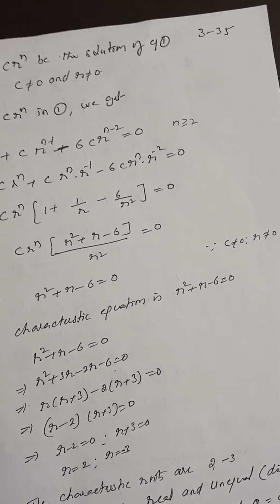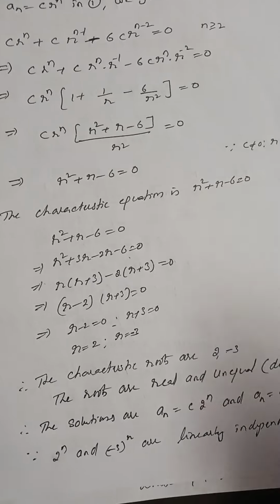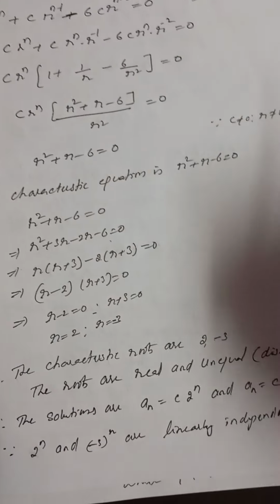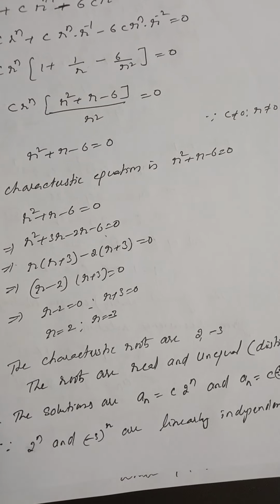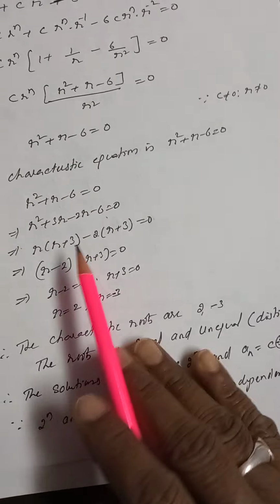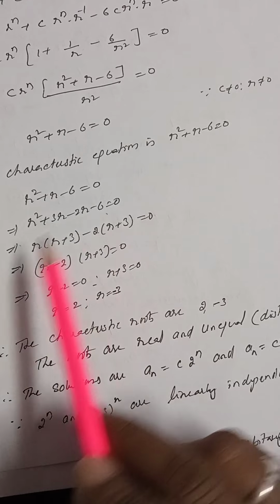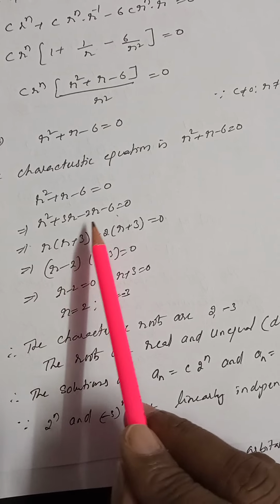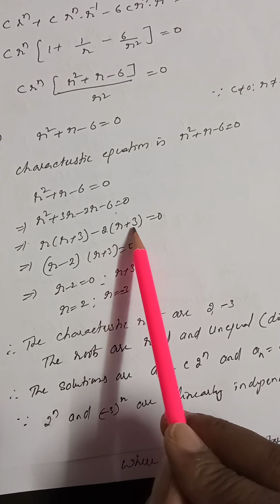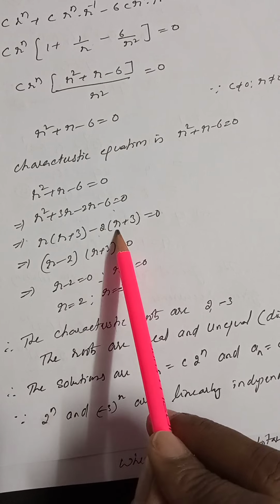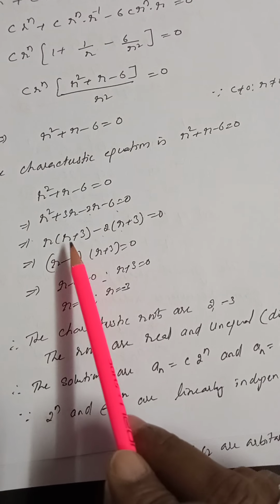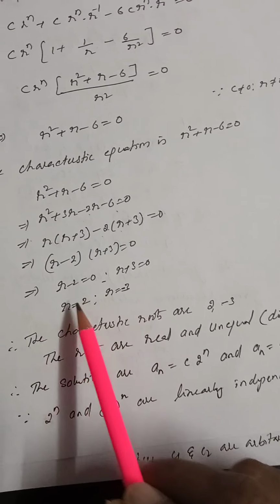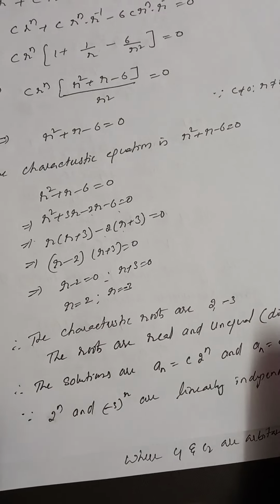Therefore r square plus r minus 6 is equal to 0. This is called the characteristic equation of the given recurrence relation. It is a quadratic equation in r, so we have to find the roots. By factorization, r square plus 3r minus 2r minus 6 is equal to 0. Taking r common, r into r plus 3, and taking minus 2 common, r plus 3. Now r plus 3 is common, so r plus 3 into r minus 2 is equal to 0. Equating to 0, we get r is equal to 2 and r is equal to minus 3.